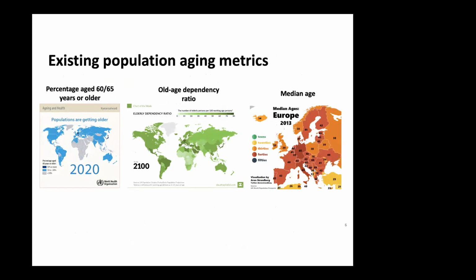For example, on the left, you have WHO, and on the right, you have the median age of Europe, and everyone says, oh, populations are aging, but they mostly mean the chronological age of the population, and not necessarily the health status of the population.